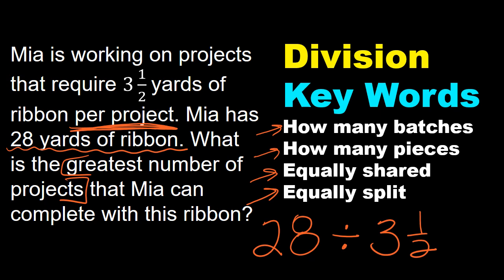But the way I would set it up is you have the total is 28. The length of each project, 3 1/2, and that's going to give us the greatest number of projects that she can have.